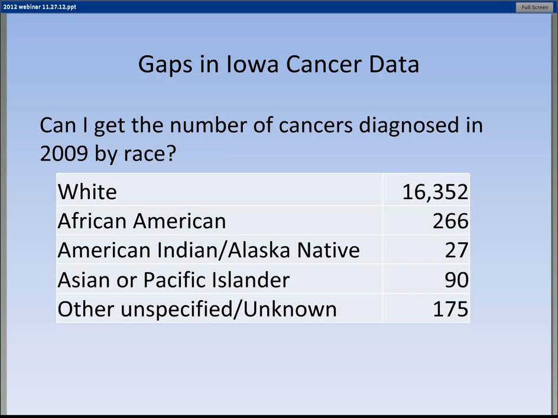Okay, so if we get the numbers by race, you can see that we've got over 16,000 still in white, but we dropped to 266 for African Americans, only 27 for American Indian, Alaska Native, 90 Asian or Pacific Islander, and then for the other and unknown.